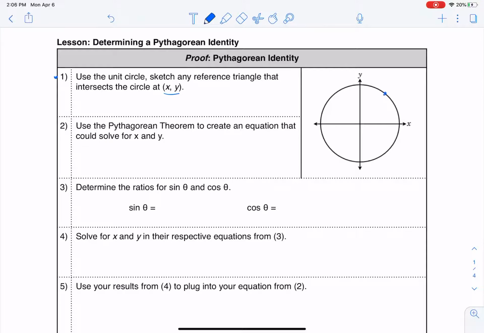All right, I'm just going to draw that reference triangle in quadrant 1. So here is our point x, y. Here's our reference angle. And I'm just going to form our reference triangle from that angle. Now, kind of important to note here that because this is a unit circle, the hypotenuse is 1.